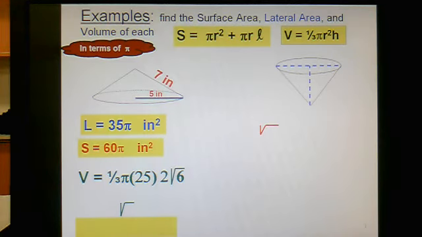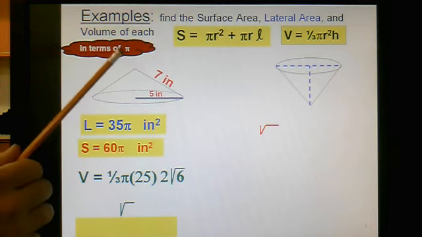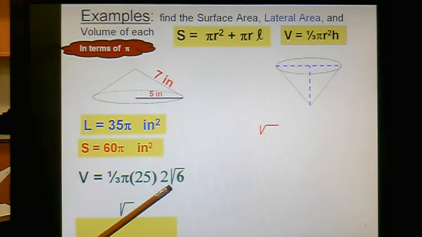You can double check me. That looks like it's probably square root of 24, so it's probably 4.9 or something like that. And that's why I say I'm leaving this in terms of pi. Usually when you leave in terms of pi, you work with radicals. It's the exact format for things as opposed to approximations.